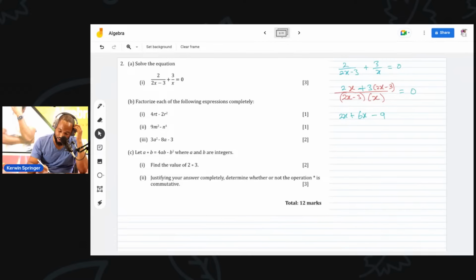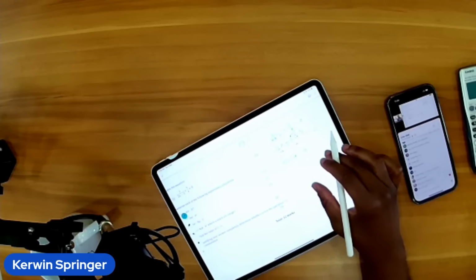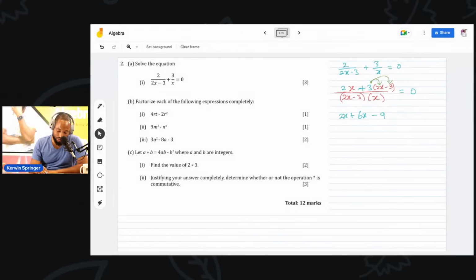2x plus 6x. What did I do, class? We start off kind of slow today. I multiply the 3 by the individual terms in the bracket. That's called expansion or distribution. So verify that my numerator is looking good. And we're going to the denominator. What's going in the denominator? So in the denominator, it's 2x minus 3 and x.